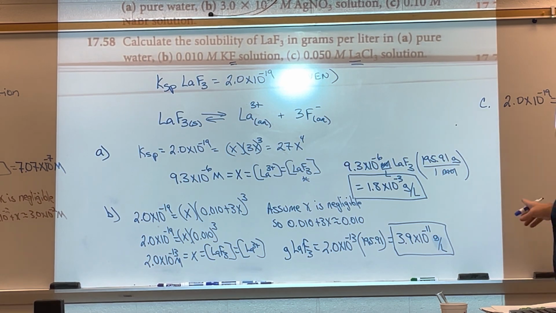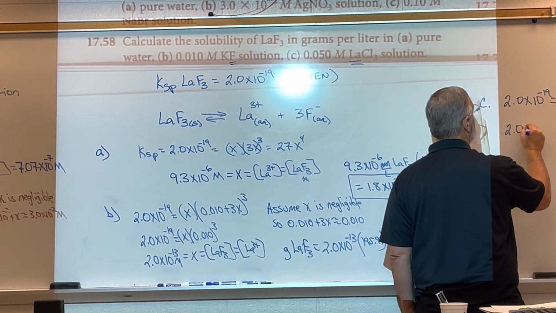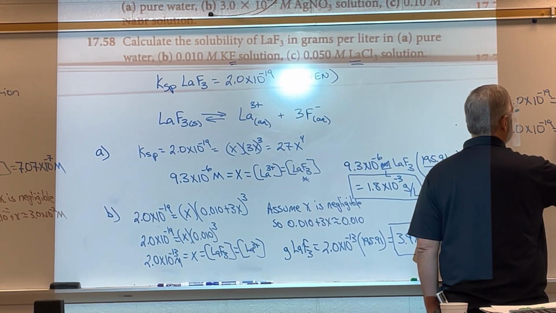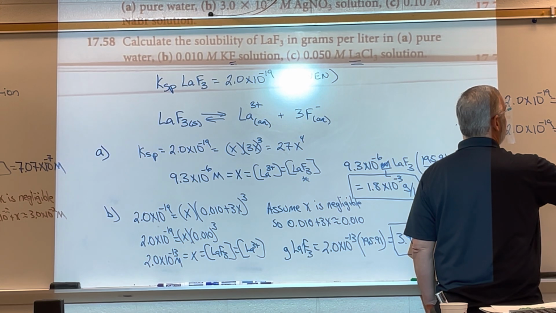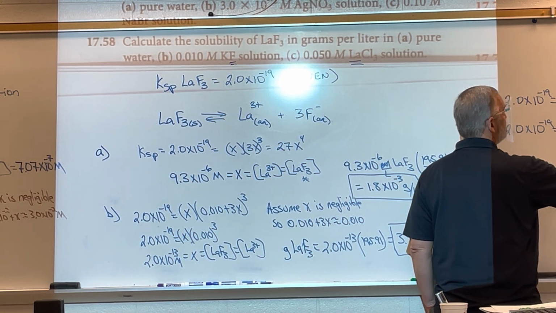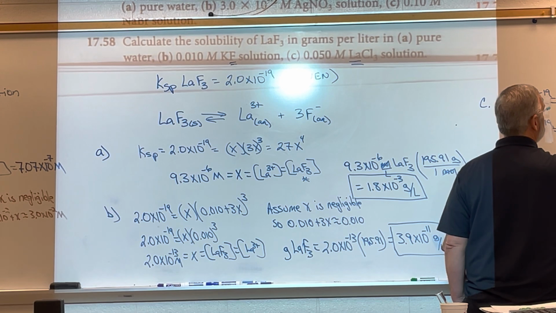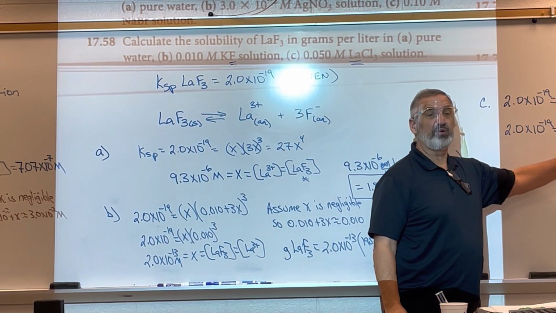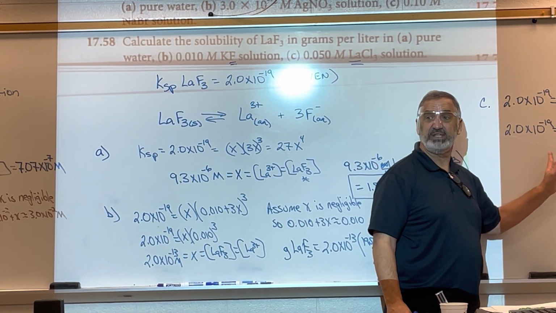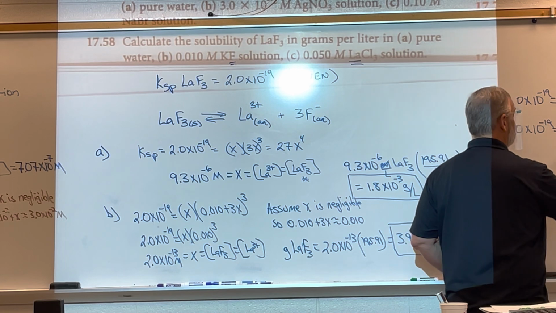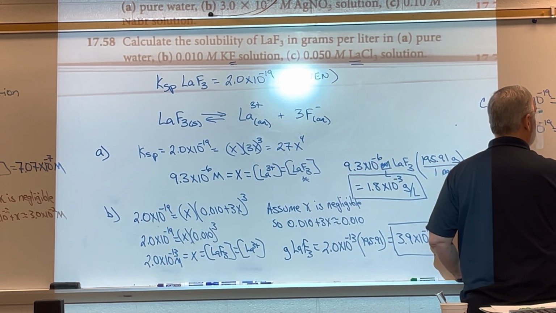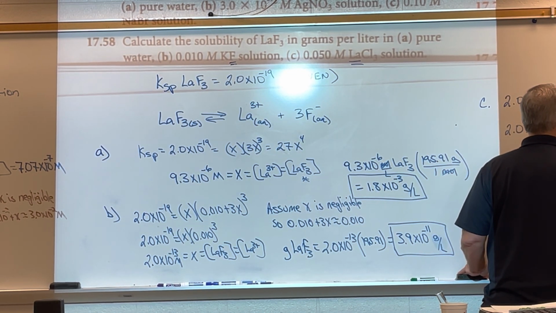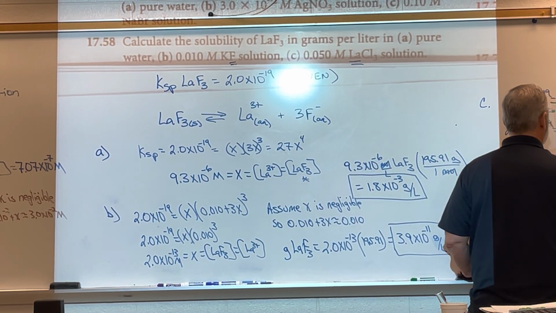So again, we assume x is negligible, so 2.0 times 10 to the minus 19 is equal to 0.050 times 27x to the third. Okay, so you could either multiply this out or you can divide by 0.05 and then divide by 27. Solve for x, which again is equal to my La3+, which is equal to my LaF3, and that equals what?